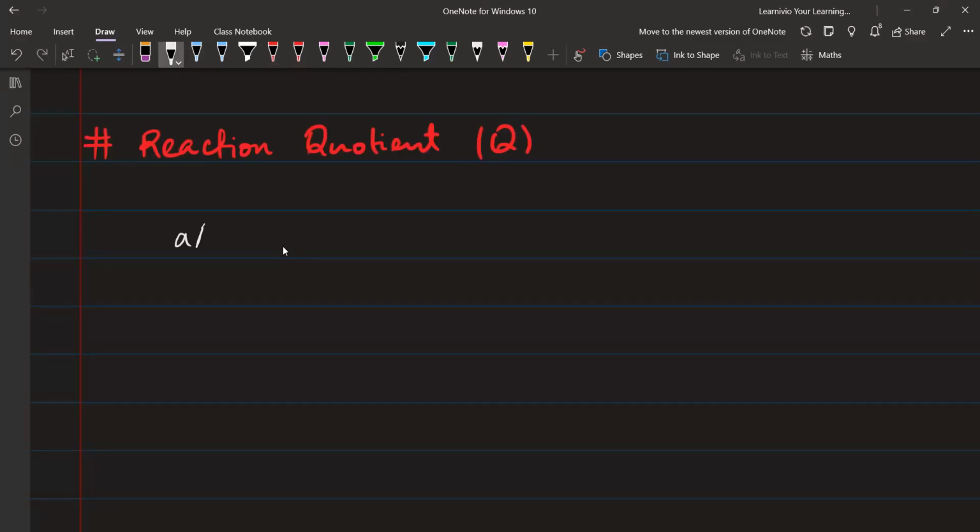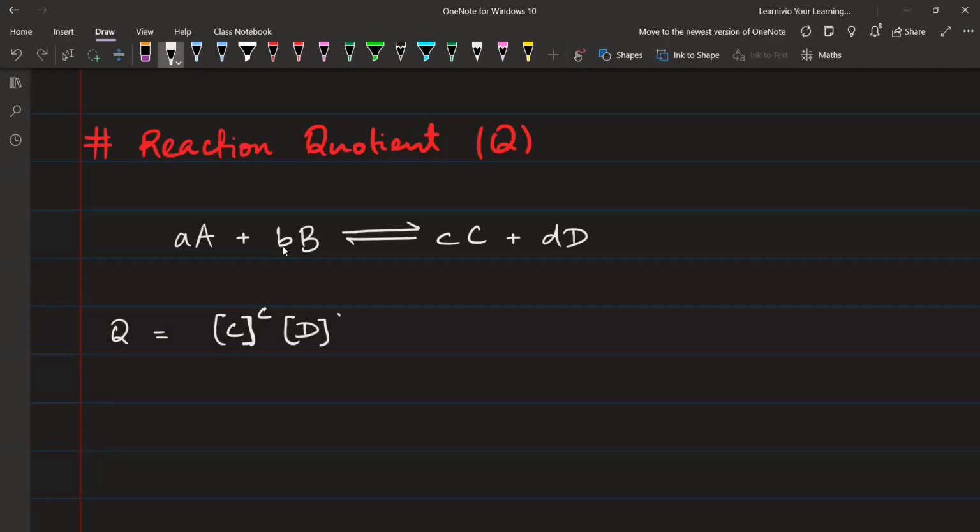For a reaction, let us suppose aA plus bB is in equilibrium with cC and dD, then the reaction quotient Q is defined as the concentration of the product C to its stoichiometric coefficient multiplied by the concentration of D to its stoichiometric coefficient, divided by the concentration of A to its stoichiometric coefficient a and the concentration of B to its stoichiometric coefficient small b.